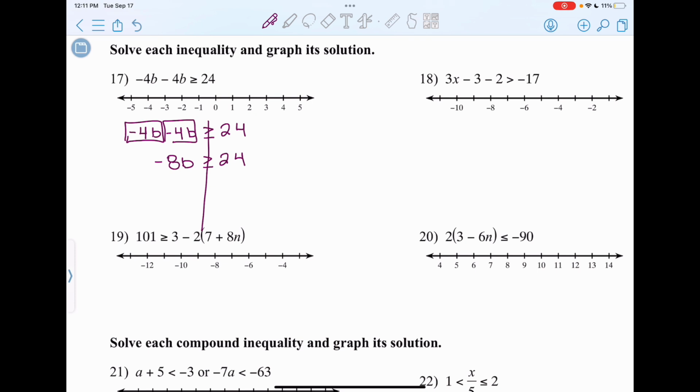And since the -8 is being multiplied to the b, I'm going to divide by -8. And 24 divided by -8 is -3. And please pay attention, since I divided both sides by a negative, I have to flip my sign. So my sign is now going to face towards the right. And to graph this, I'm going to have a closed circle at -3, since there's a line underneath my inequality sign, and my line is now going towards the left.